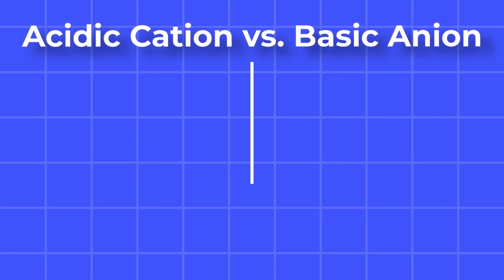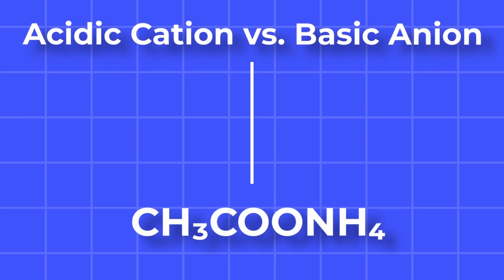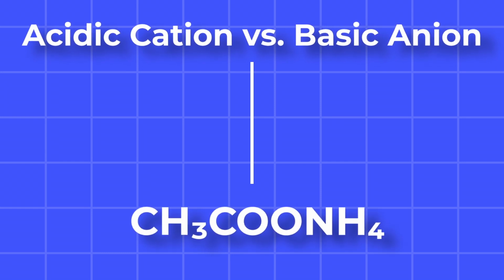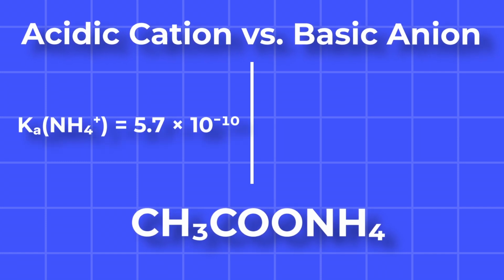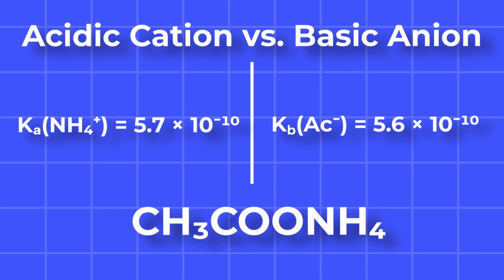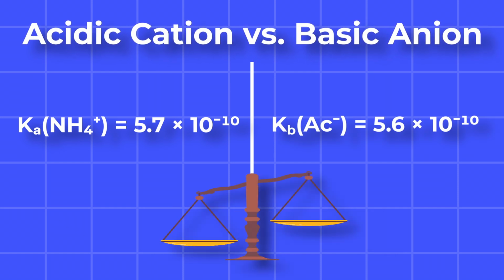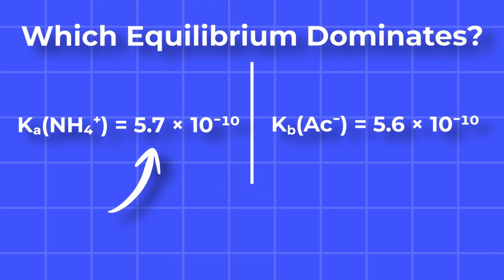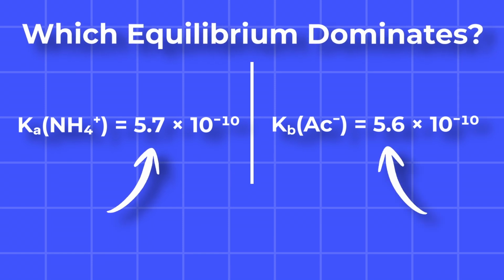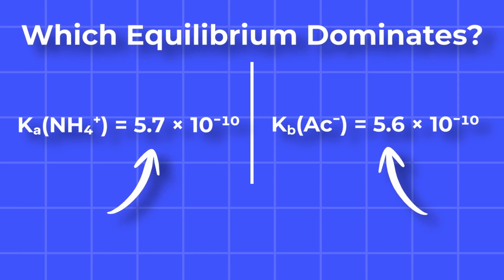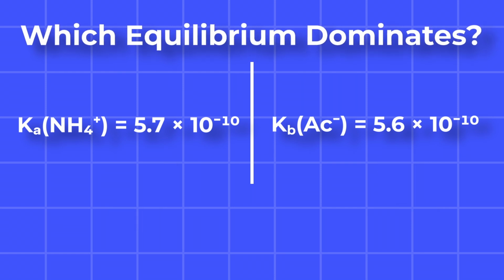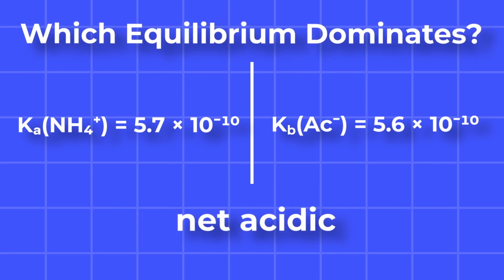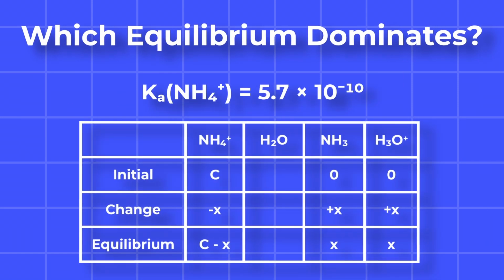What if a salt contains an acidic cation and a basic anion at the same time, like ammonium acetate? To do this, compare their strengths. Use the acid dissociation constant Ka for the cation and the base dissociation constant Kb for the anion. The greater one wins, sets the equilibrium direction, and decides the pH. The acid dissociation constant for ammonium cation is larger than the base dissociation constant for acetate anion. The equilibrium of ammonium cation dominates, so the solution is net acidic. If you need a number, you set up one simple table for that winning equilibrium only.